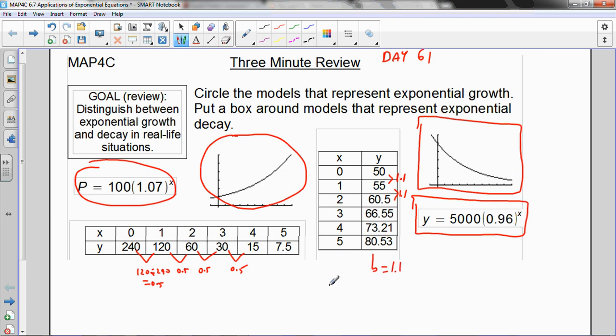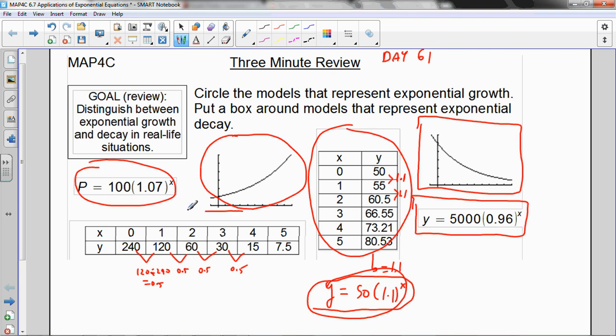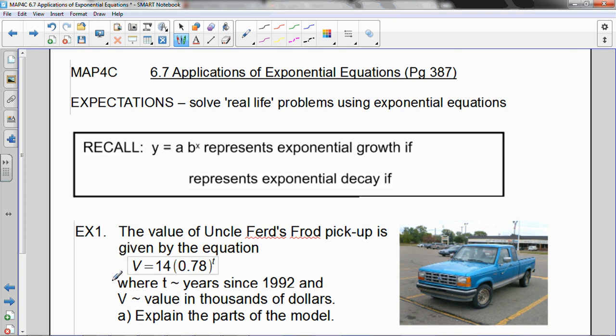And in fact, we practiced a little bit last chapter. This model would be the initial amount, and the base is 1.1 to the exponent x. Well, we're going to be solving equations like this graphically. This one is growth. This one is decay. All right, let's get at it. Applications of exponential equations: solve real-life problems using exponential equations.